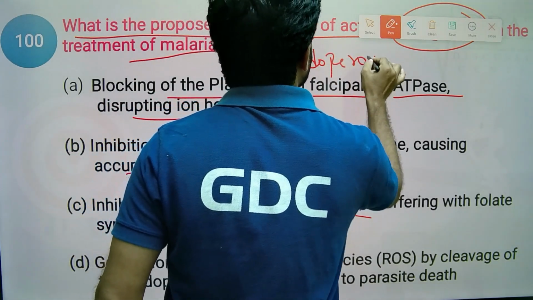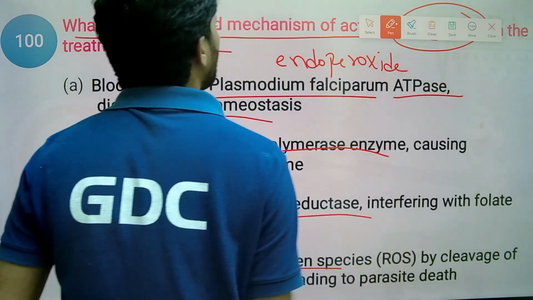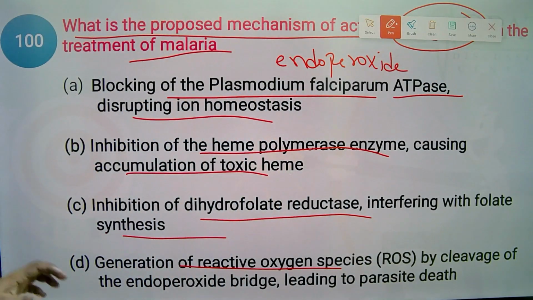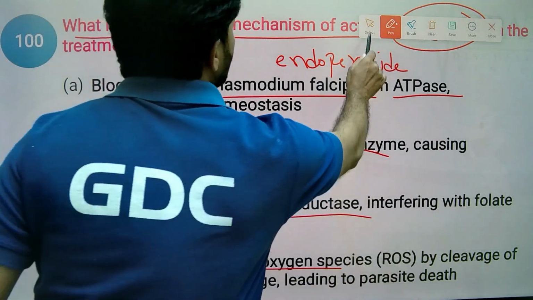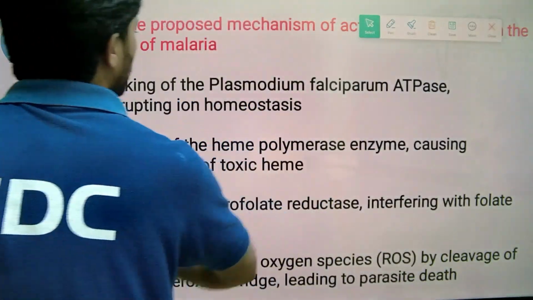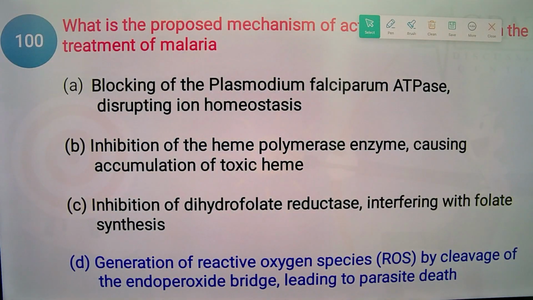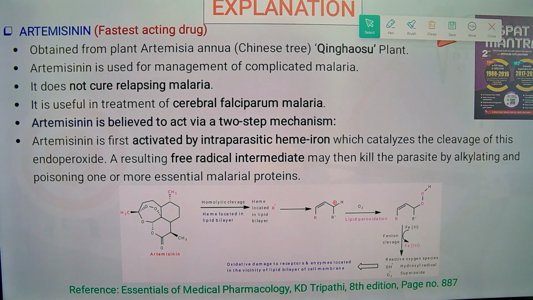Because of that endoperoxide ring in its structure, it generates reactive oxygen superradicals. Those reactive oxygen superradicals damage the Plasmodium, that is the malarial parasite. The answer is simply generation of reactive oxygen superradicals.